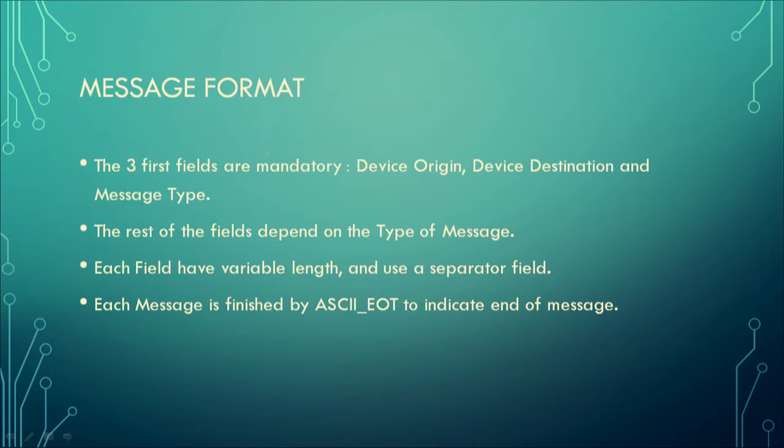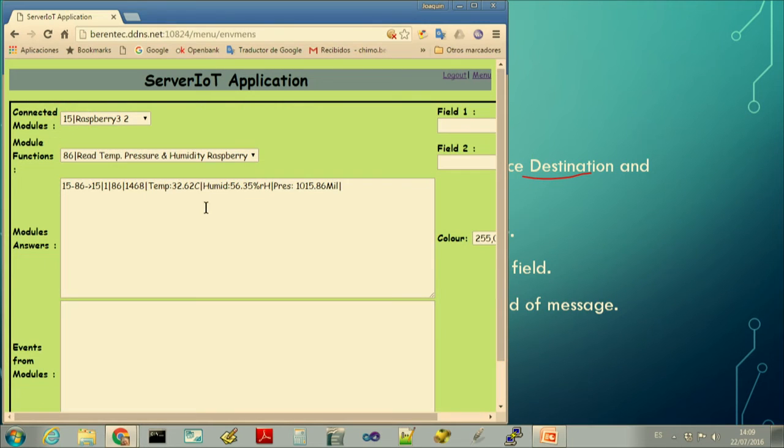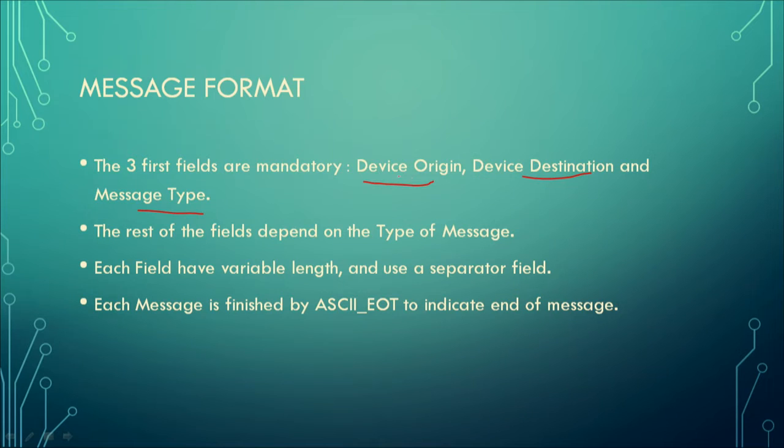Actually, the server name is probably using No-IP. The message format always has three mandatory fields, which are origin, destination, and message type, as we have seen here in the application. The origin is this web browser, the destination is this connected module, and the type of message we want to send is this one. The rest of the fields depend on the message. We will add parameters that have variable length, and we finish with EOT.